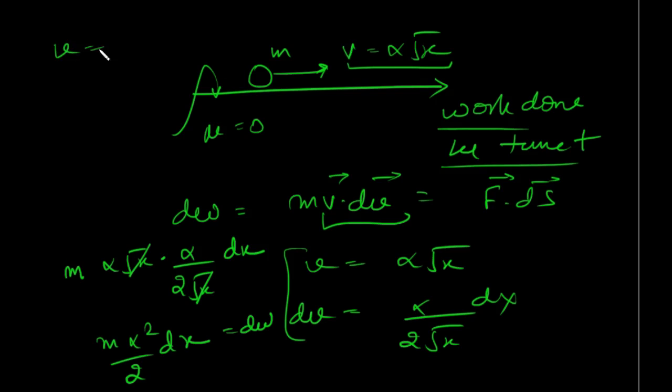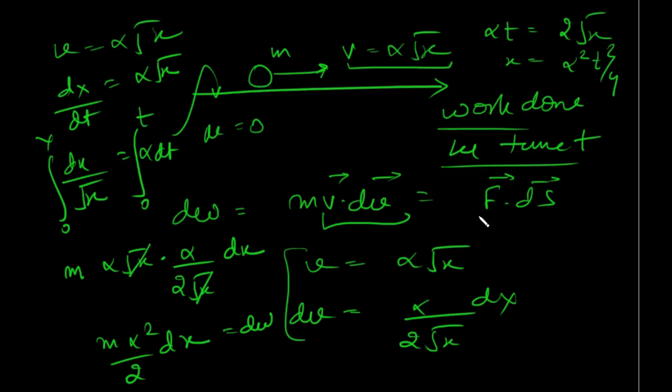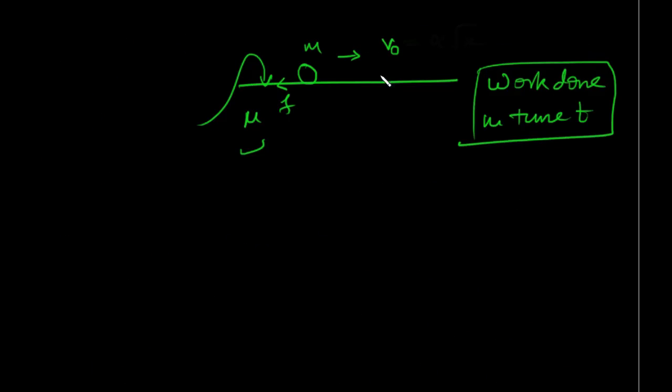Now velocity equal to alpha root x, right? So in time dt, velocity will be equal to dx by dt, alpha root x. Now what will be the x covered in time t? So you see, dx by root x equal to alpha dt. We just integrate this from 0 to x, from 0 to t. We have alpha t equal to 2 root x, and x would be equal to alpha square t square by 4, right? So we integrate this expression and we get m alpha square x by 2 equal to work done. We just put the value of x. We have m alpha 4 t square by 8. This is the answer.